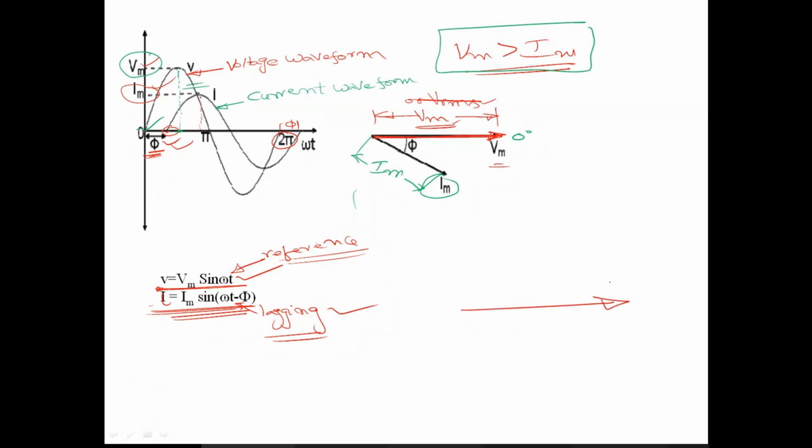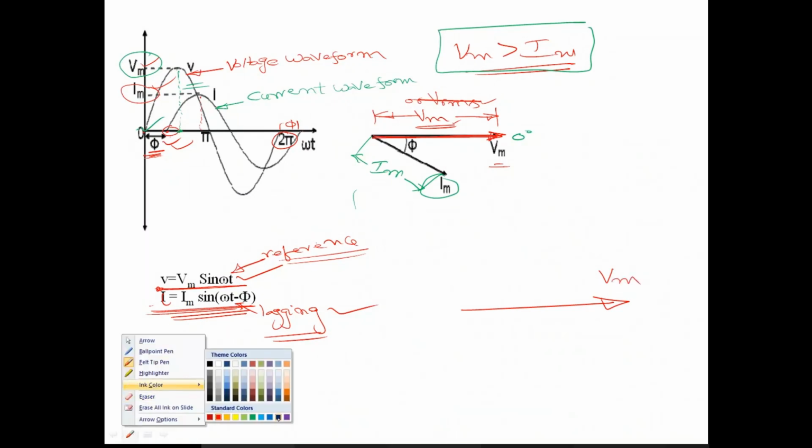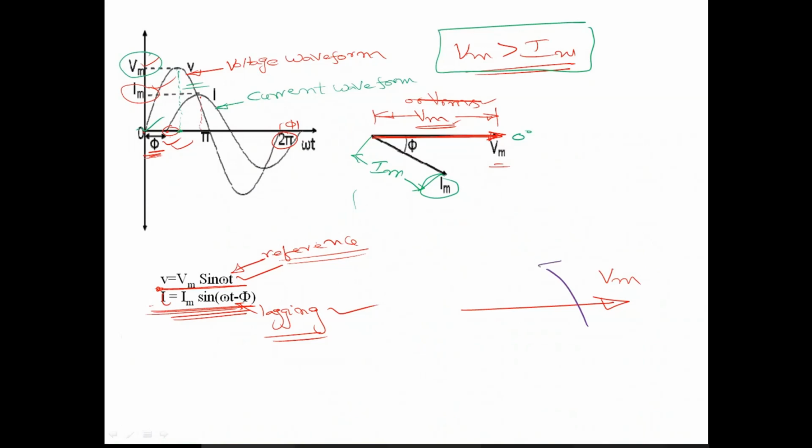We have taken the voltage phasor as a reference like this, and this voltage phasor will rotate in the counterclockwise direction, as we said. Similarly, if you draw the current vector on the same graph, that current vector should also rotate in the counterclockwise direction like this.